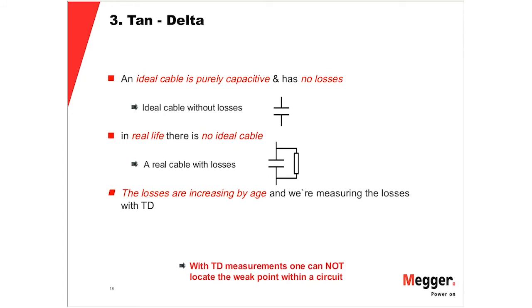Depending on the state of the insulation, depending also on the age of the insulation, we will have some losses, and these losses are indicated by the tan delta value. It means the lower the losses, the better the shape of the insulation, and the opposite, the higher the losses, the more deteriorated the insulation of this specific circuit will be.